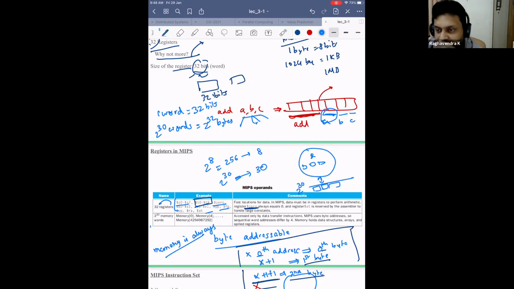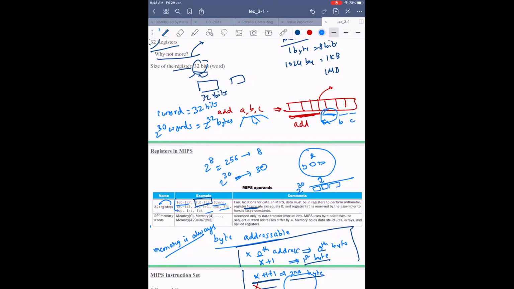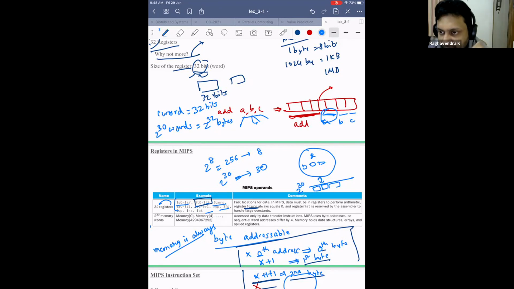Like we have been saying, one word is 32 bits, which means that there are 4 bytes in a word. If I say MIPS has 2 power 30 memory words, I cannot generate an address for a word. I will always be generating an address for a byte. Memory is always byte addressable. Please etch that in your memory. Whenever you recall your memory, it should come to your mind that memory is always byte addressable.